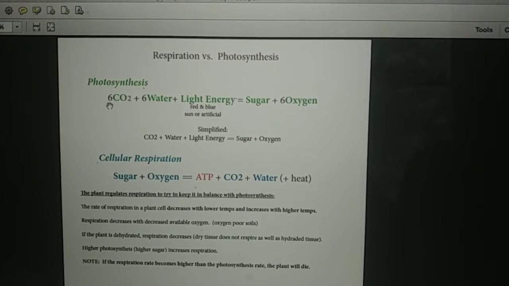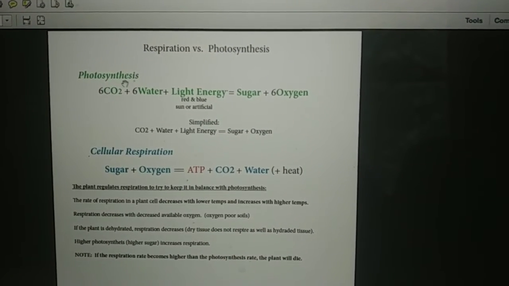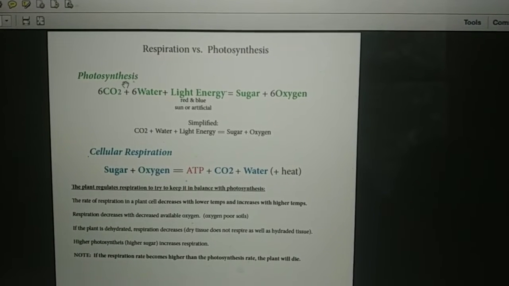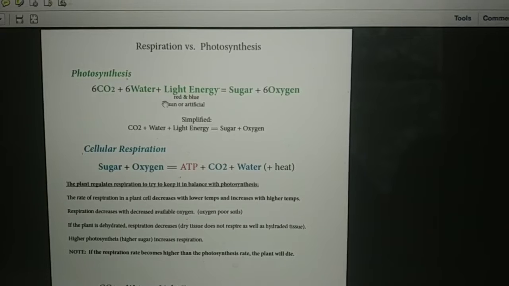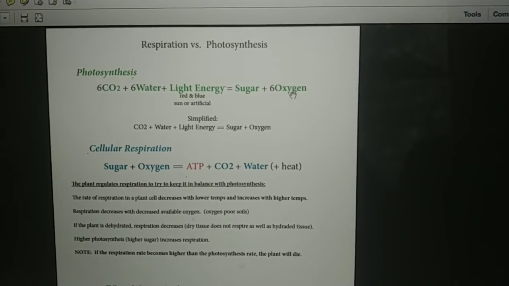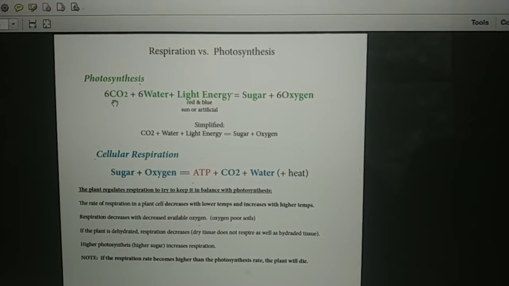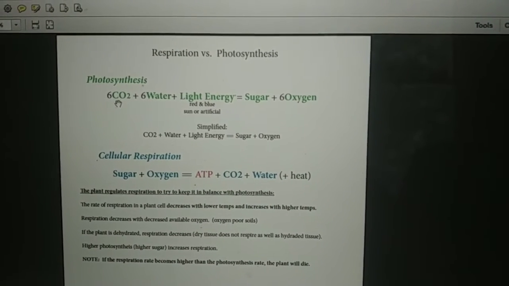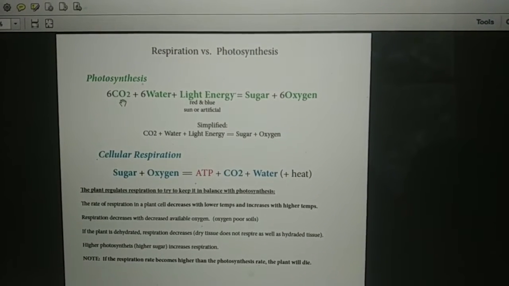So plants are really neat the way they are so self-contained. Photosynthesis, the process of the plant making its own food: carbon dioxide plus water plus light equals sugar, or plant food, and a byproduct of oxygen. So first of all, do you remember how carbon dioxide gets into the plant? I hope you said through the stoma.